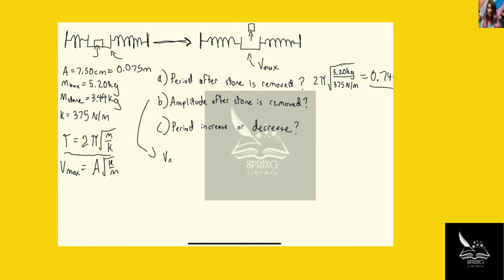So V max initial is going to be equal to V max final, which means, using this equation, that the initial amplitude, let's say A initial, times the square root of K, the spring constant which does not change, over the initial mass, is going to be equal to the final amplitude, which is what the question is asking us to calculate, times the square root of the spring constant divided by the final mass, which is going to be just the box and not the stone.